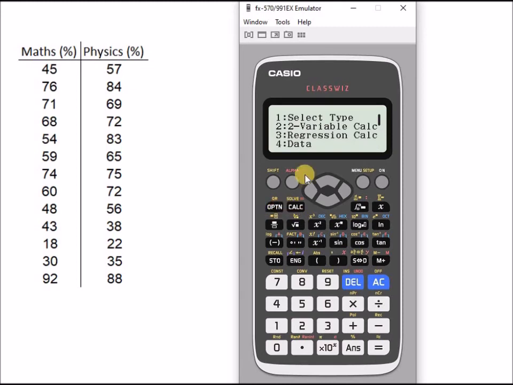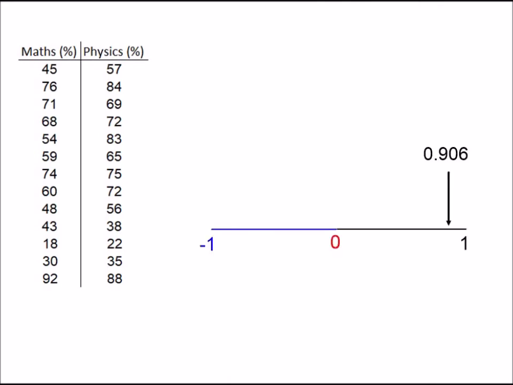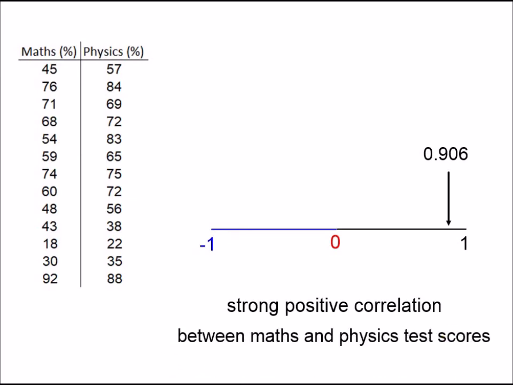Options, and we're doing regression calculations, option 3, and y equals a plus bx is the equation of the regression line, the line of best fit that goes through the data on the scatter graph, and our PMCC value here, R equals 0.906. So this value is telling us that we have strong positive correlation, but we need to use the context as well, so between maths and physics test scores.